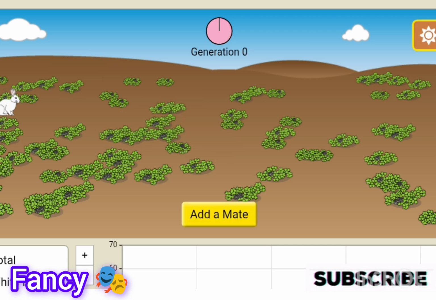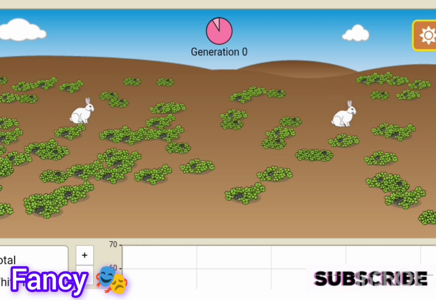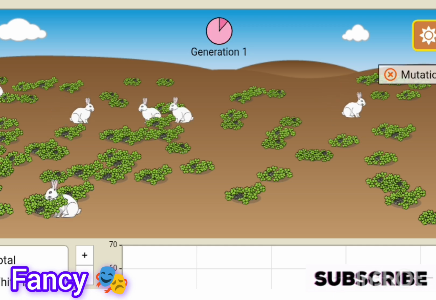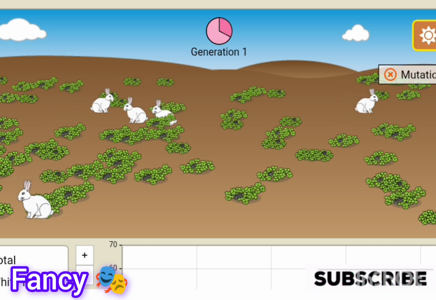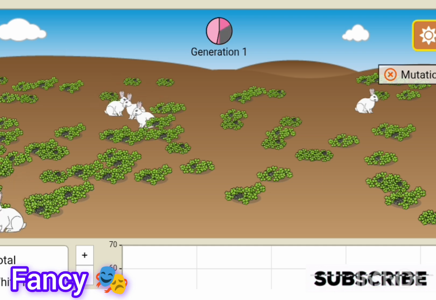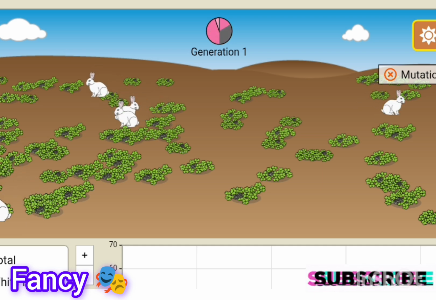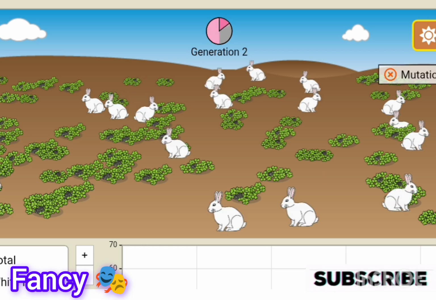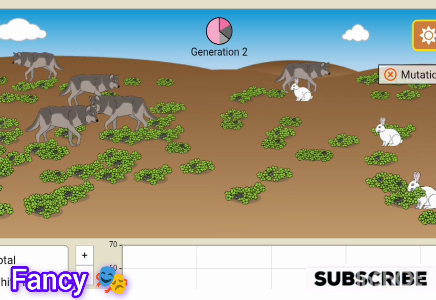Now again, shall I show the next one? Add a mate, and it is the zero generation. Now these two bunnies are going to give birth to the young ones. Let us see what happens. I'll select the dominant characters in the first generation. And then look at the environmental factors, how they will affect it, the mutation is coming. And then I'm going to select the recessive characters also.